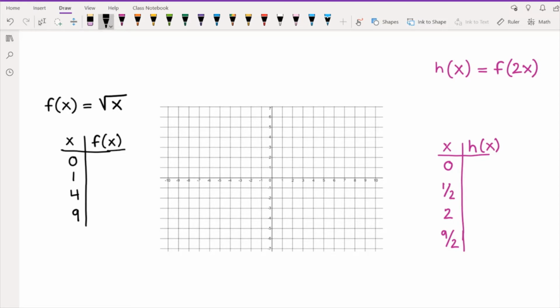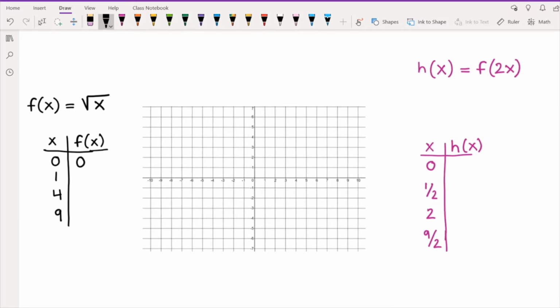Okay, so now we have multiplying the input by 2 instead of multiplying the function by 2. So we'll see how that plays out differently. So I'm just going to start by sketching our original function here. Okay. So our function in this case is, instead of it being 2 times f of x, it's f of 2x.